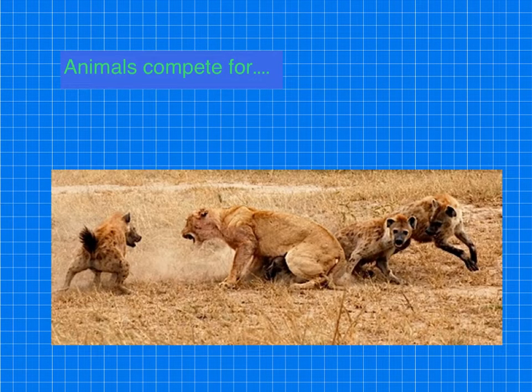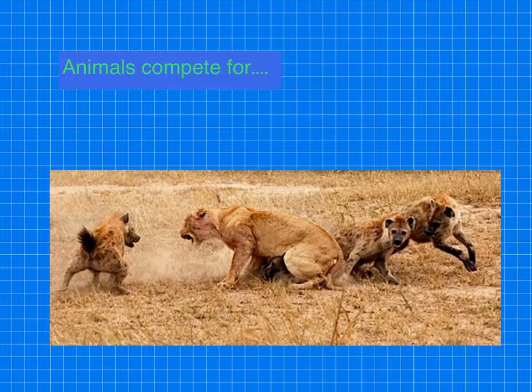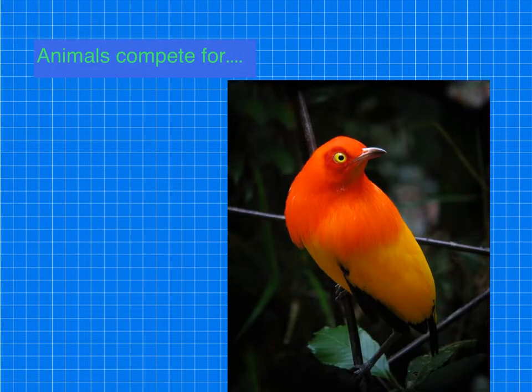Whereas animals are going to compete for different types of things. The first thing they're going to compete for, if I just write it here, is going to be food. So they might, as a species, compete with each other, or they might compete with other species for food. They'll also compete for mates.